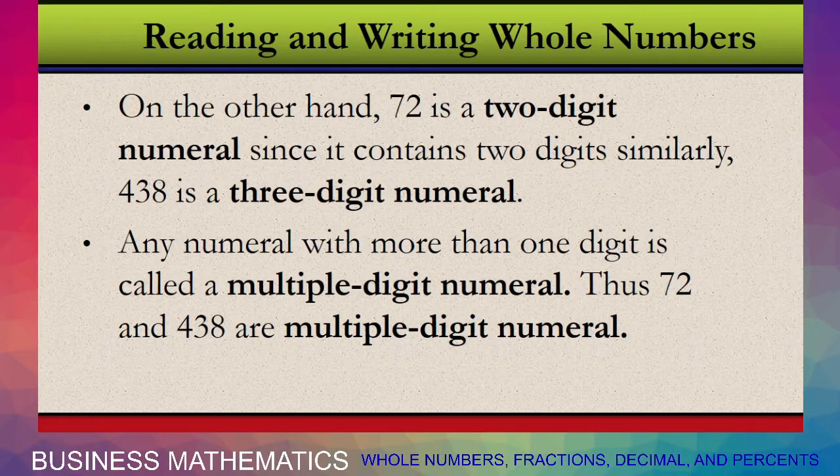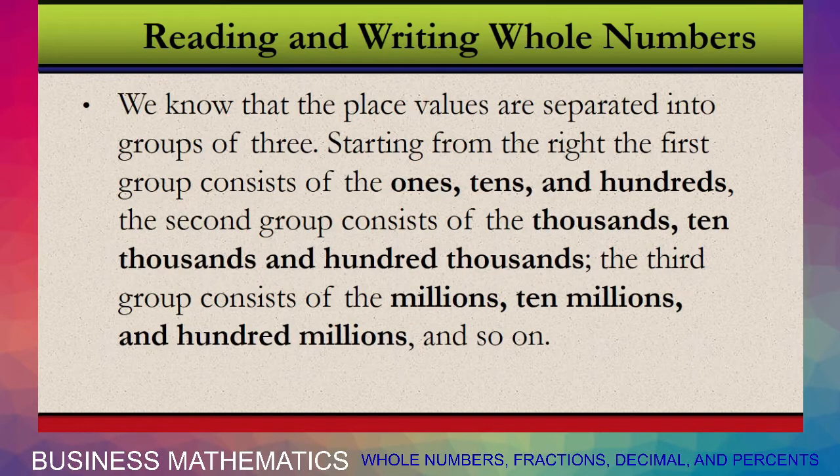So, basic pa naman to. So, next. So, we know that place values are separated into groups of 3. So, starting from the right, the first group consists of the ones, tens, and hundreds. The second group consists of thousands, 10,000s, and 100,000s. Then the third group consists of the millions, 10 millions, and 100 millions. And so on. So, may kasunod pa siya. So, depende sa numbers yan, kung ilang places ang meron siya.